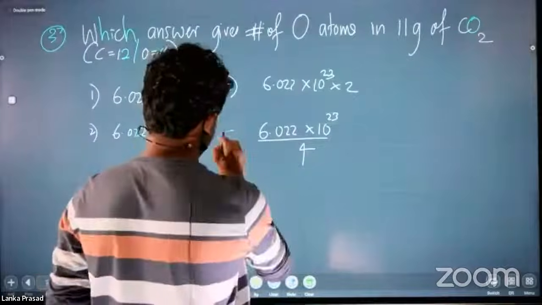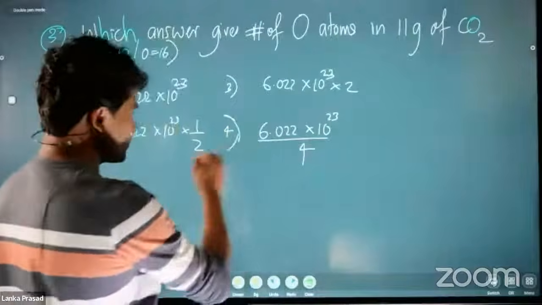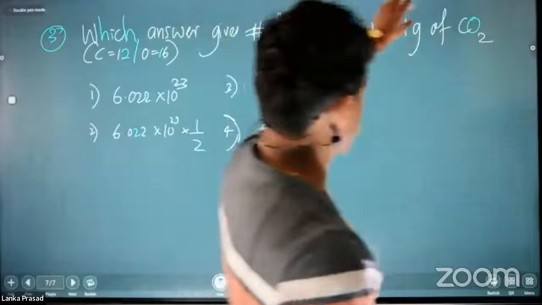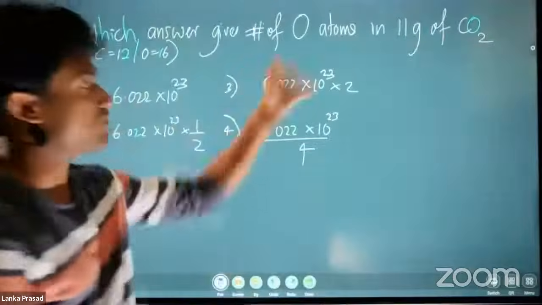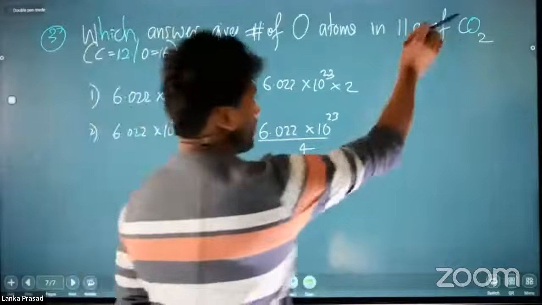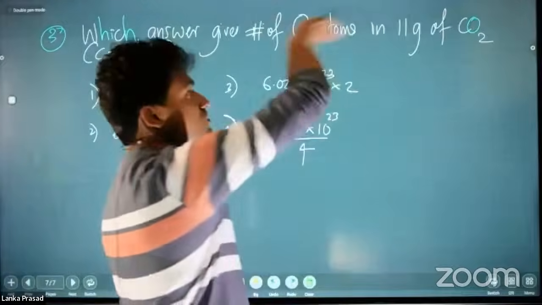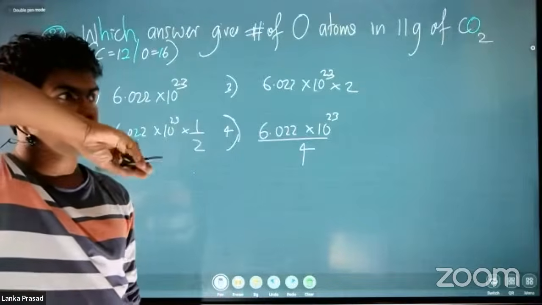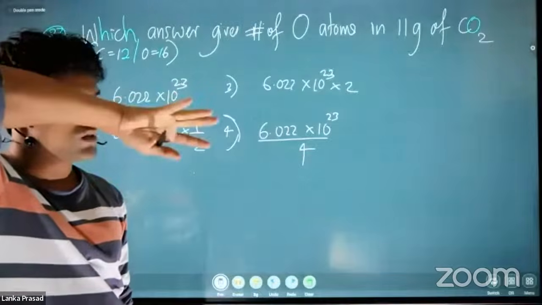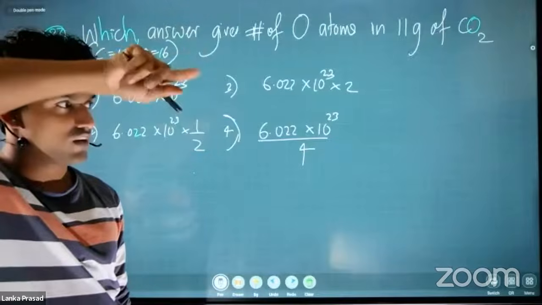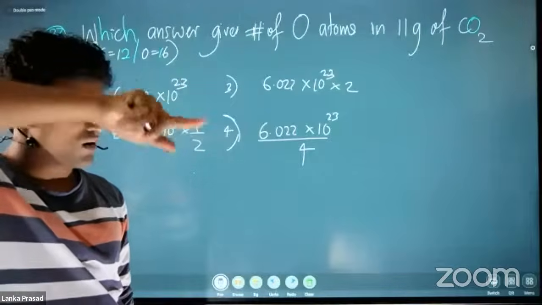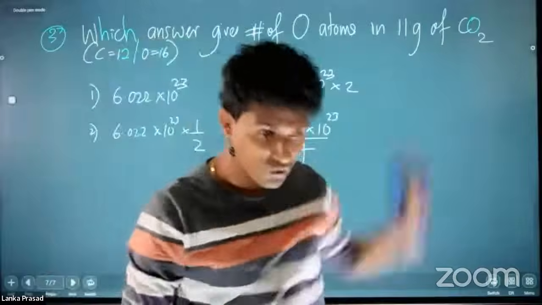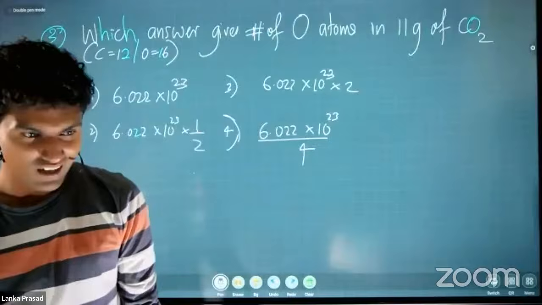Think a little before you answer. Which answer gives the number of O atoms in 11 gram of carbon dioxide? You know the molar mass is 44. Then you know the moles, then you know the molecules. Then you have to multiply the number of molecules by 2, since carbon dioxide has two oxygen atoms, then simplify that.